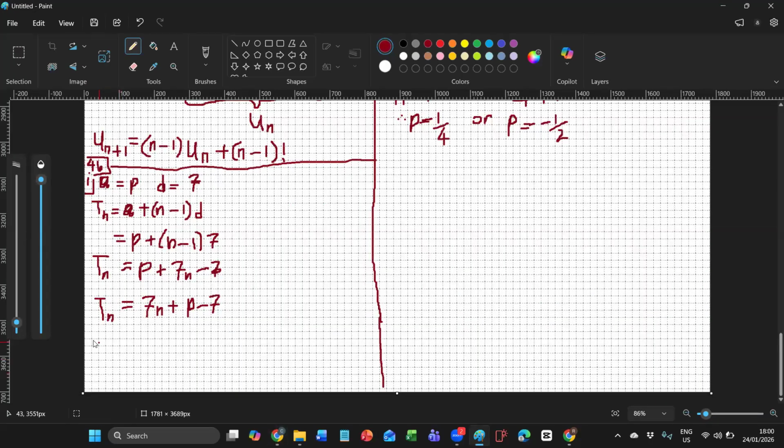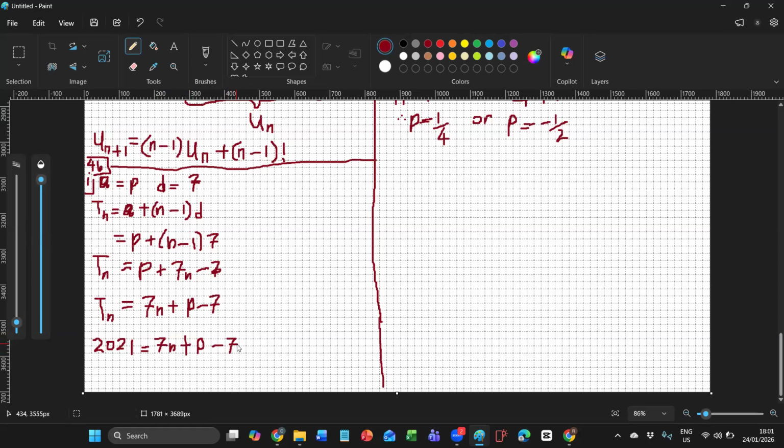So what we're going to do is to say 2021. We'll start off with that. 2021 equals 7n, yeah, plus P minus 7.